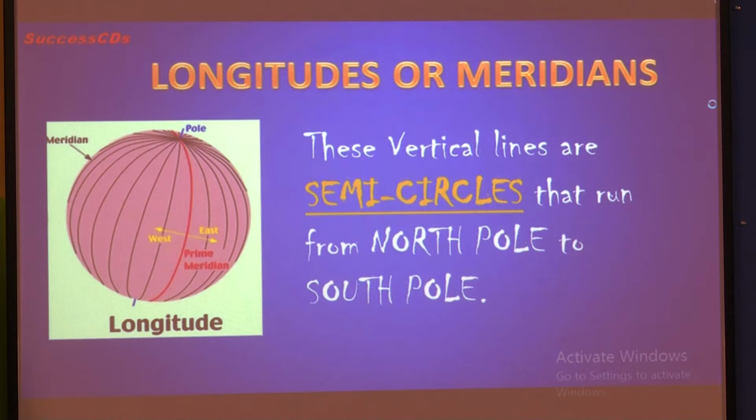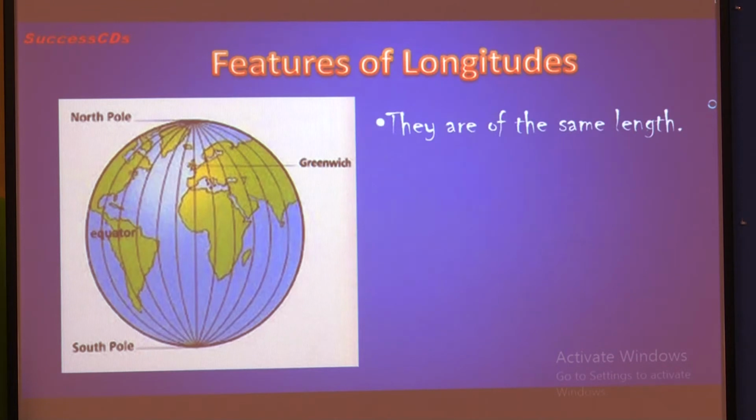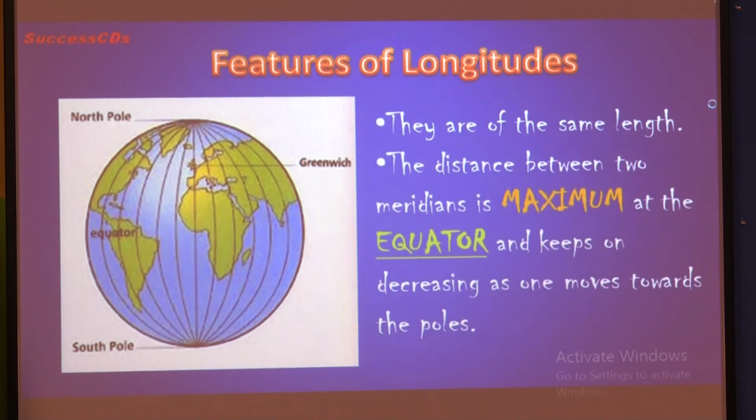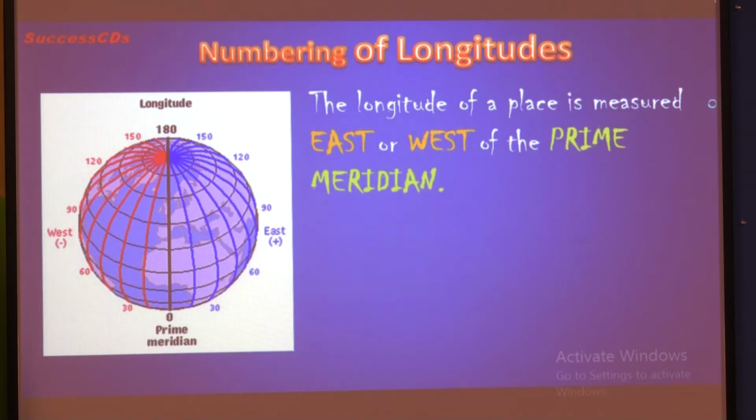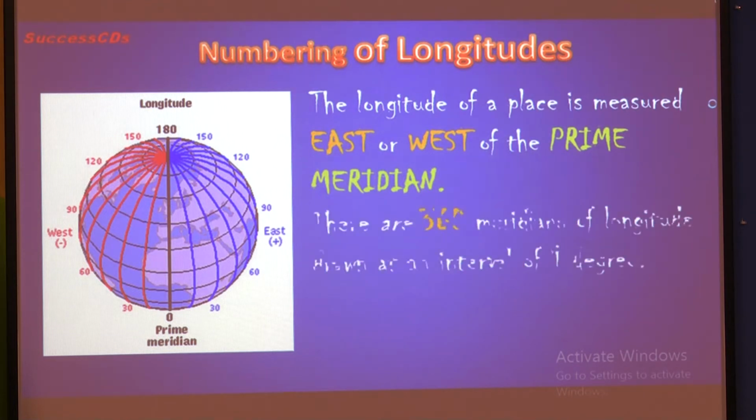Longitudes are vertical lines. They are semicircles and run from North Pole to South Pole. They are of the same length. The distance between two meridians is maximum at the equator and keeps on decreasing as one moves towards the poles. The meridians cut the parallels at 90 degrees and help us to measure distances in the east-west direction. The longitude of a place is measured east or west of the prime meridian. There are 360 meridians of longitude drawn at an interval of 1 degree.